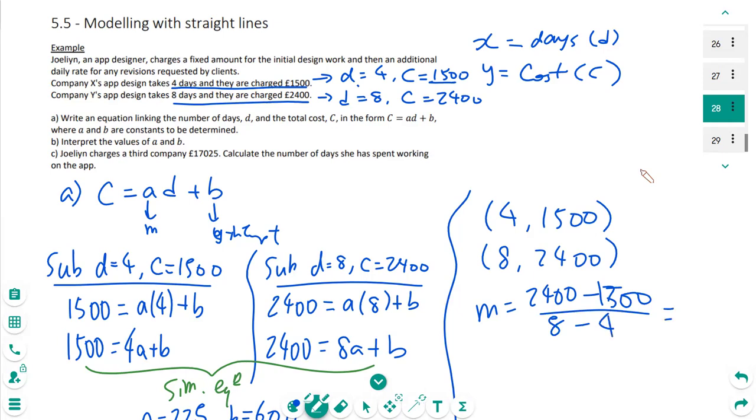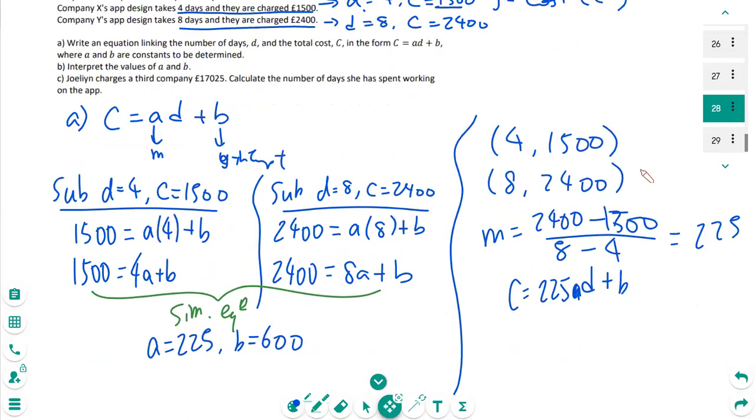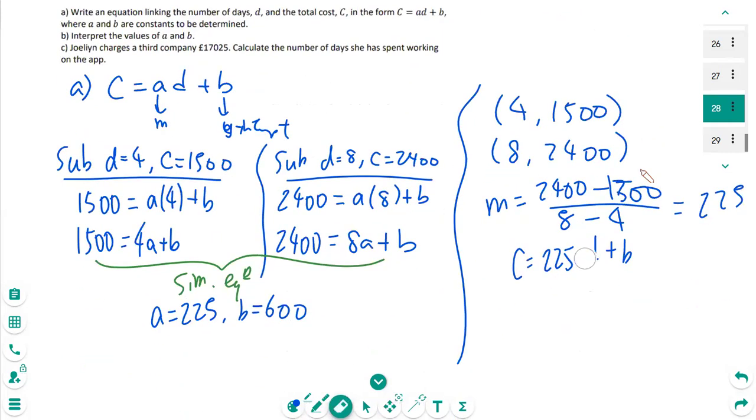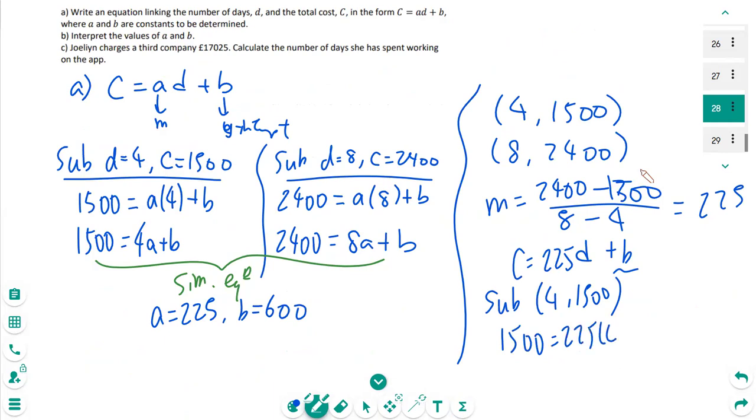And then that should give you, was it 225? It is 225, right? Hopefully it should be 225. And then use C equals 225D plus B, because think about y equals mx plus c. And then normally, if you want to work out the C value, which is your B in this case, you will sub a point. So you substitute a point, maybe 1,500. So 1,500 equals 225 times 4 plus B. That should be 900. So B is 600. You can say the same thing.